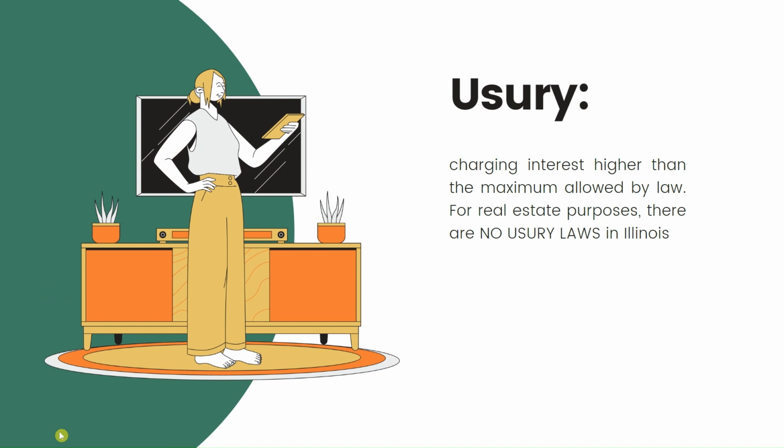Usury. Usury happens when you charge interest that's higher than the maximum allowed by the law. Right? So if a person charges interest that's higher than what the law allows, they are committing usury. For the purpose of real estate in Illinois, there are no usury laws.